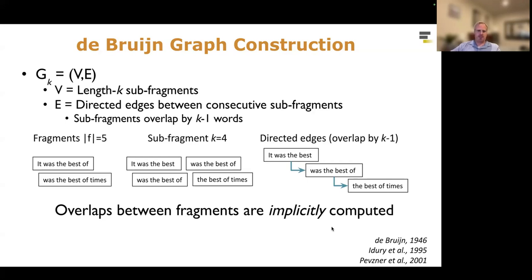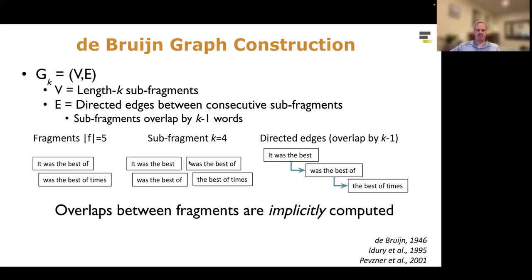So the graph is constructed in a somewhat counterintuitive way. We're going to be starting with relatively short fragments. The fragments that we have in this example are just 5 words long. And from them, we're going to derive even shorter subfragments. So we're going to go from 5-word fragments down into subfragments that have each 4 words on them.